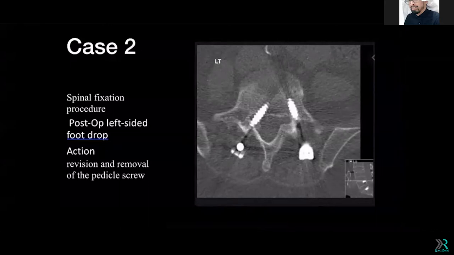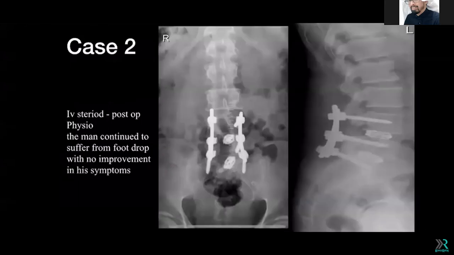post-op, the patient had a left-sided foot drop. The action taken was that we had to revise the patient, remove the screw, and then put him on a line of treatment. But definitely after a period of time, the patient was not improving. So this is the second scenario I mentioned.